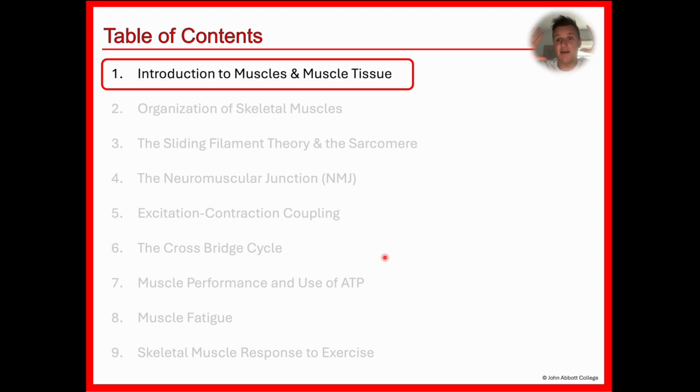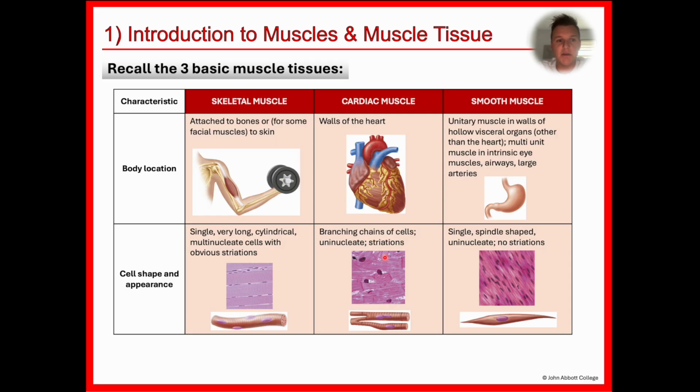It's a bit trippy how you have these bigger filaments and smaller ones and smaller ones and smaller ones, and we're going to try to dissect that today. So I want us to recall a little bit what we talked about in the tissues section. Recall the three basic muscle tissues: skeletal muscle, cardiac muscle, and smooth muscle. Those were the three types of muscle tissue.